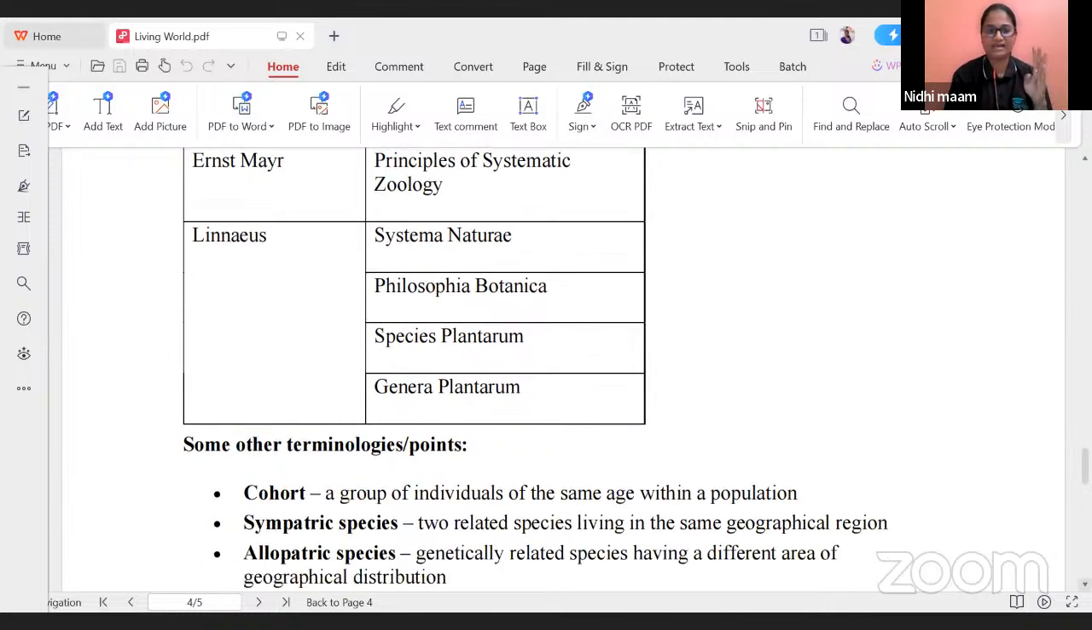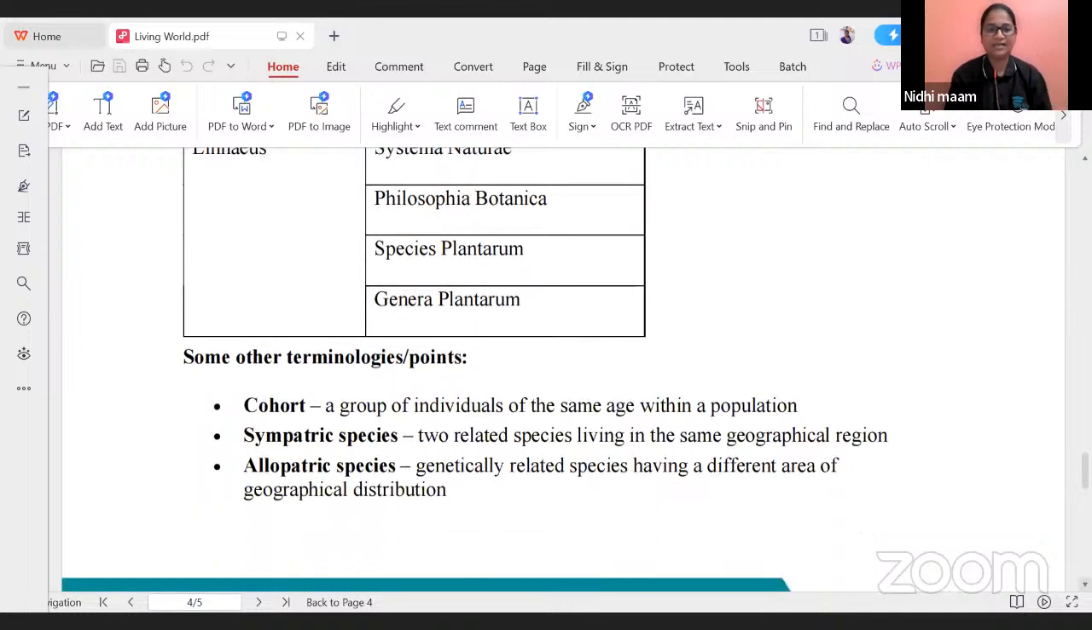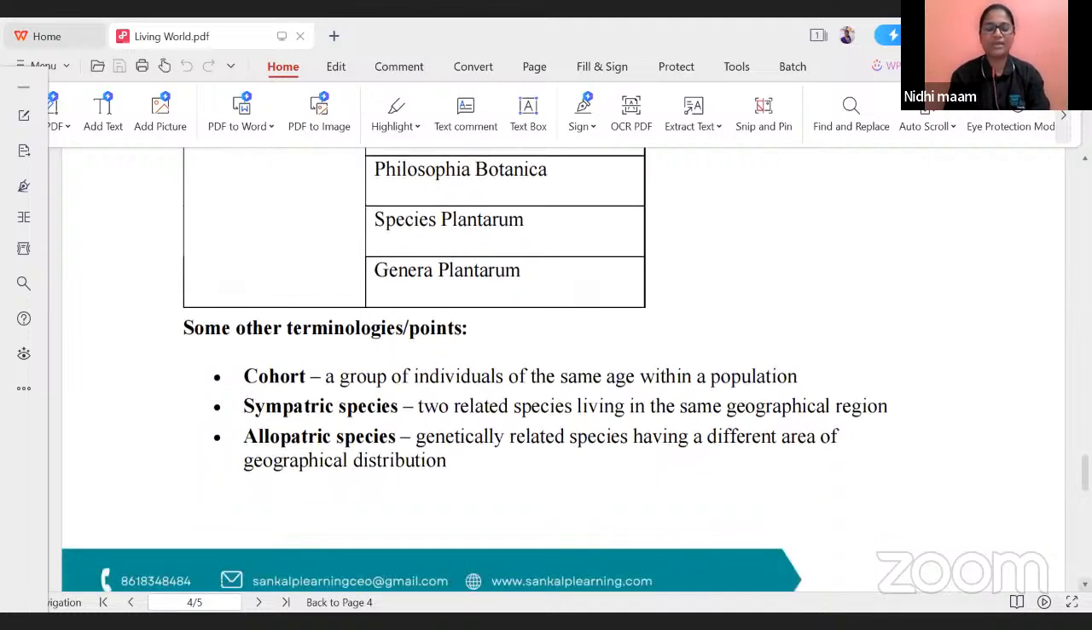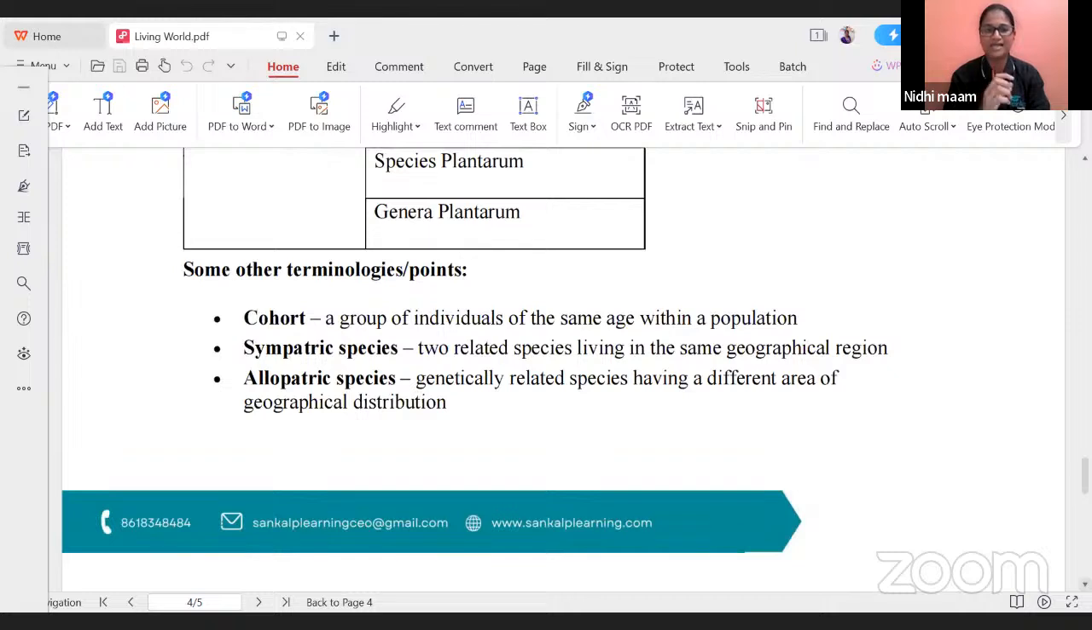These 4 books are written by Linnaeus. Some of the terminologies, important points, a word that comes up is cohort. Cohort means what? A group of individuals of the same age within a population.